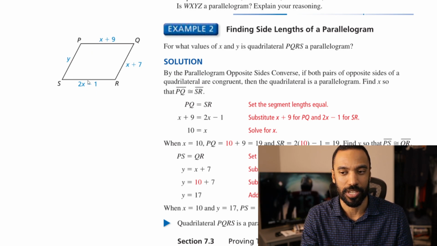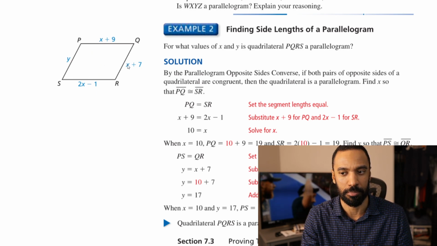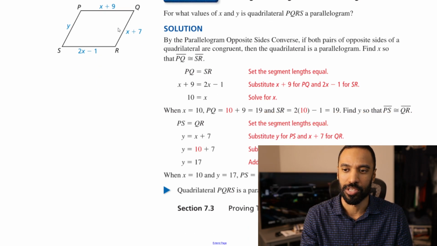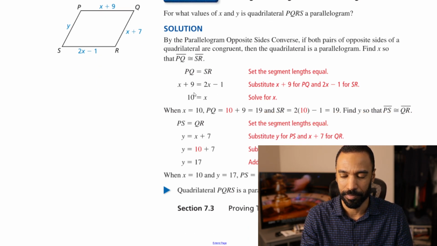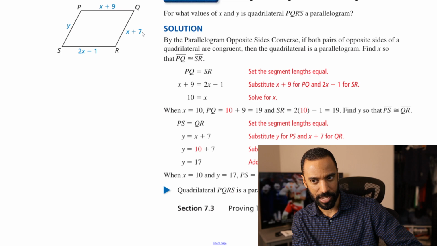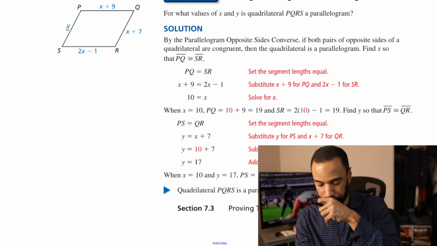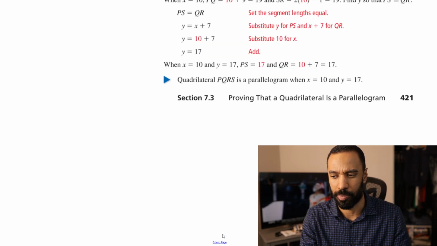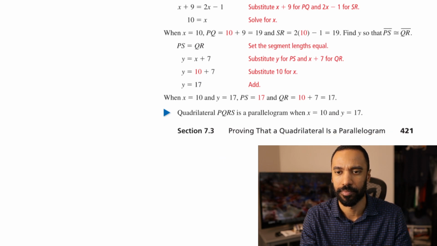Now, this question is interesting because I should solve for x first, then plug in x to figure out what y is. So they solve for x, setting these equal. They get 10. Then they substitute 10 in here to get 17. So y then has to be 17. So it's a system of equations, but you have to rely on the x to get the y.